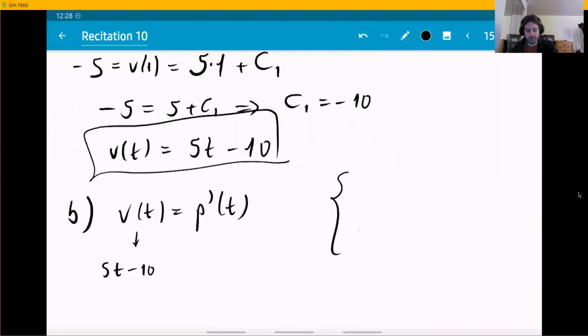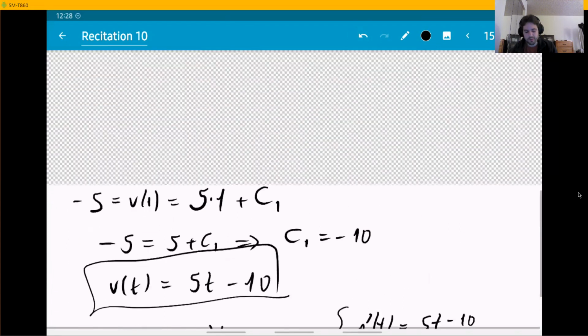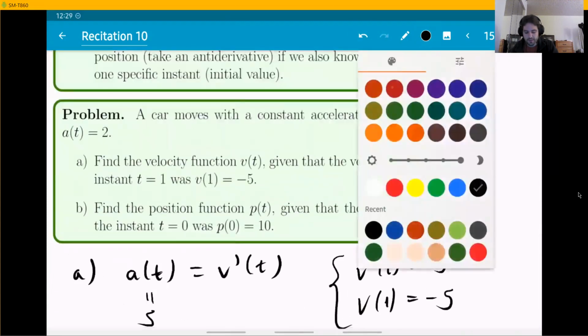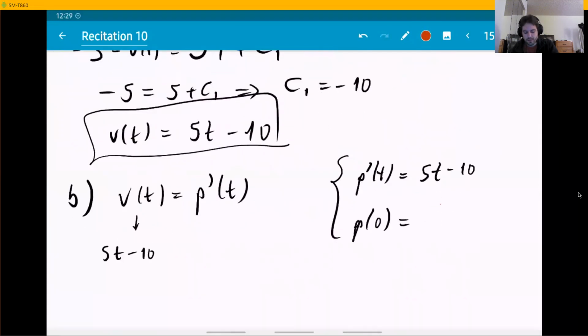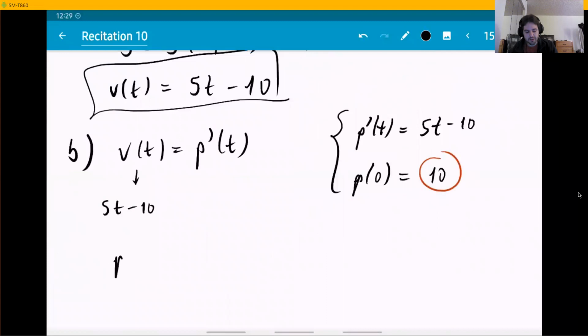So now we're going to write an initial value problem for p. P prime is the velocity function that we just found, and p of the instant 0 was given in the problem as minus 10, or sorry, plus 10. This 10 right here. So solve this problem for p now. Let's integrate 5t minus 10 dt.